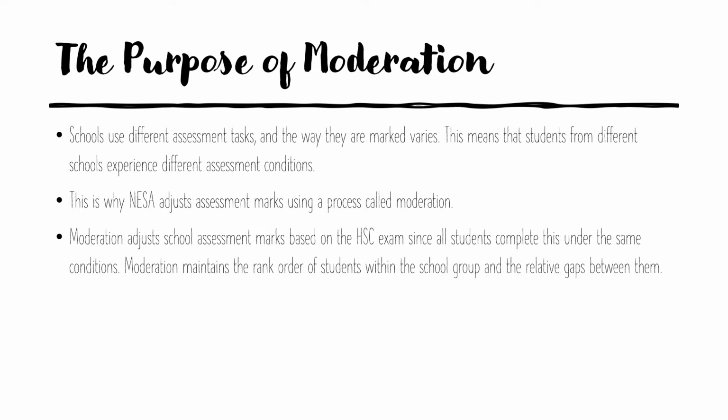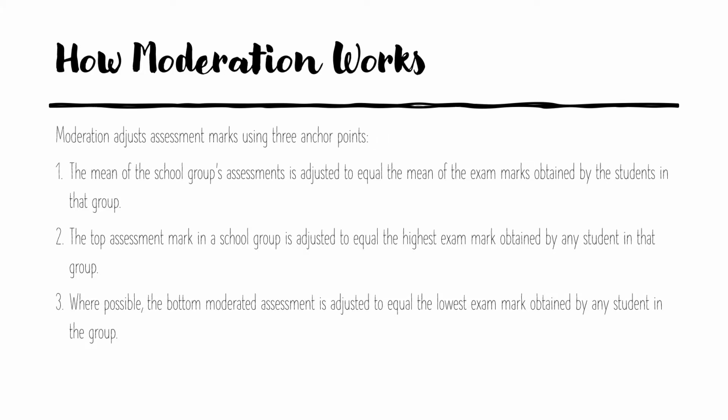Moderation maintains the rank order of students within the school group and the relative gaps between them, which I'll explain on the next slide. So the process of moderation adjusts assessment marks using 3 anchor points. The first one is that the mean of the school group's assessments is adjusted to equal the mean of the exam marks obtained by the students in that group. So we're going to see another example a few slides down, but basically if the average of the school assessment marks was 86 and the average that year got in that course in the HSC exam was 88, then 86 would be equated to 88, if that makes sense.